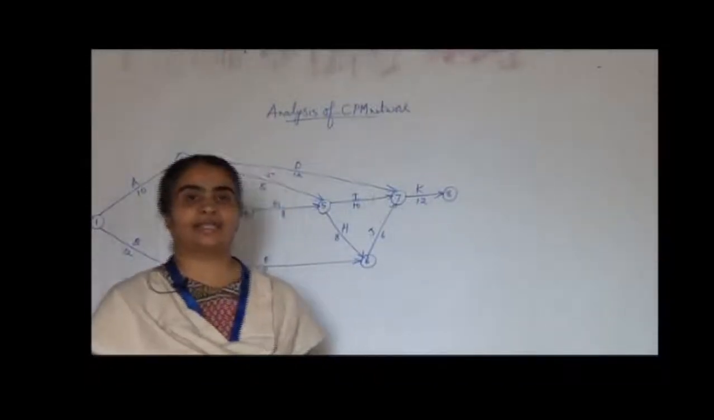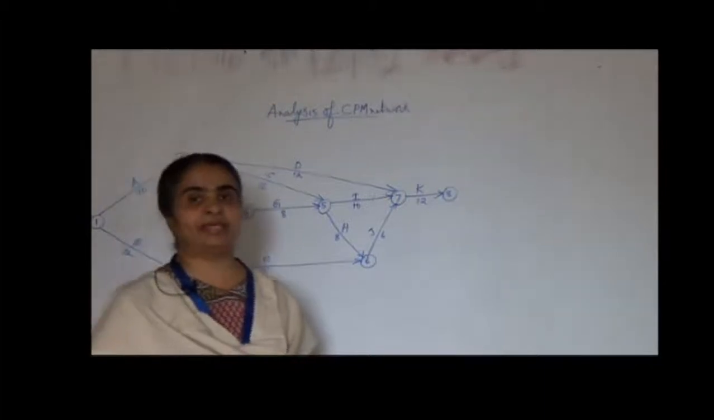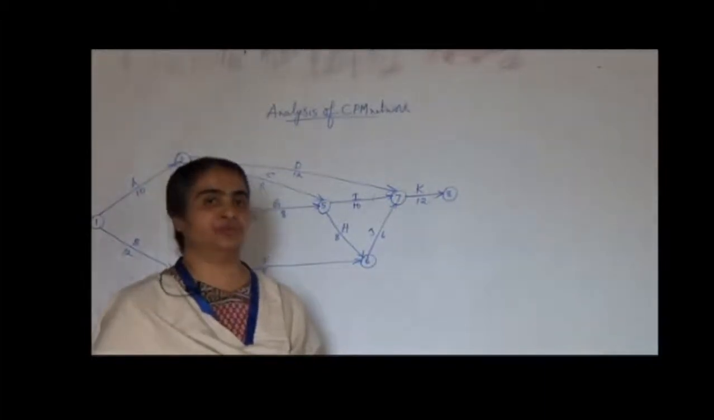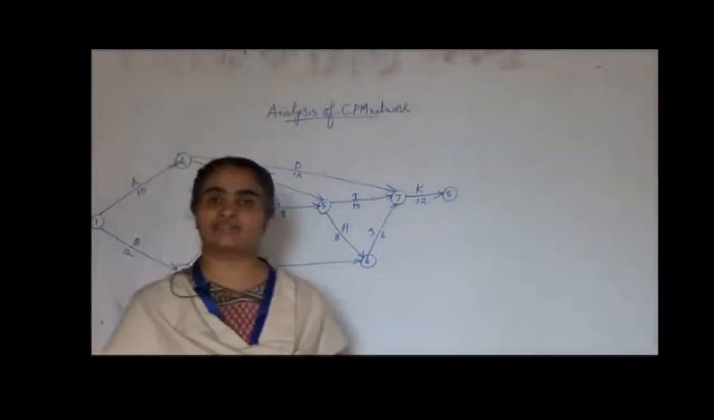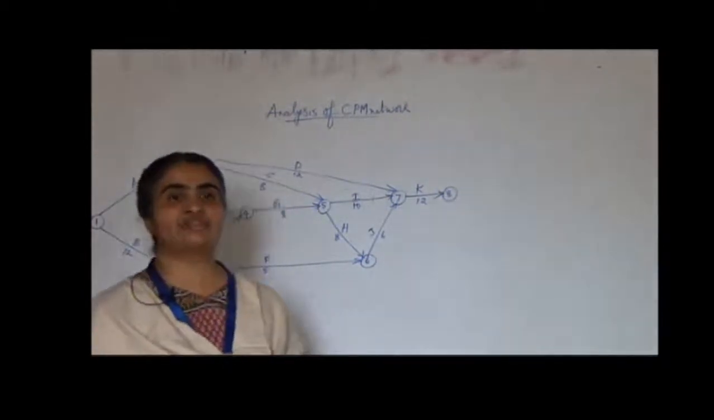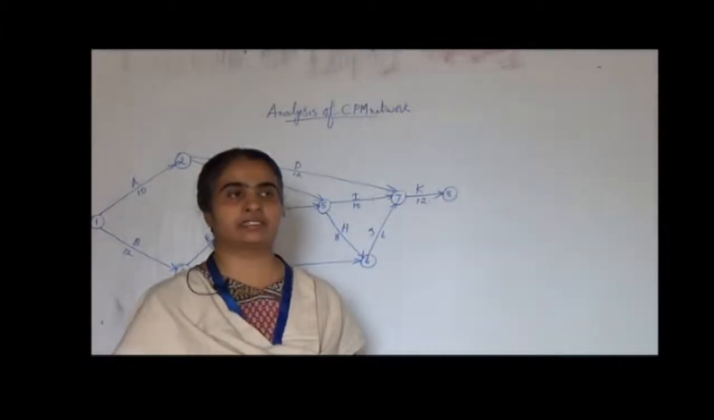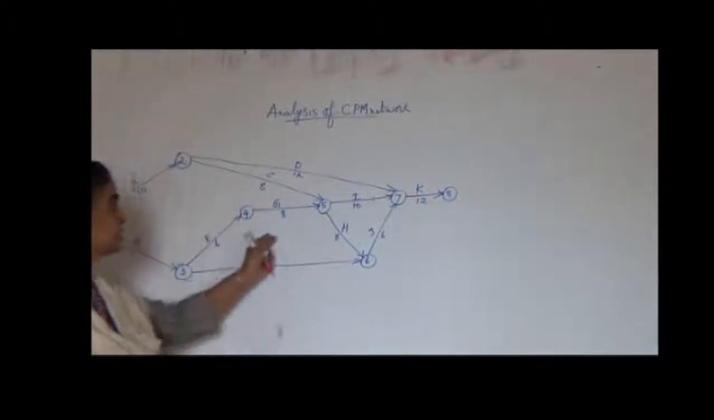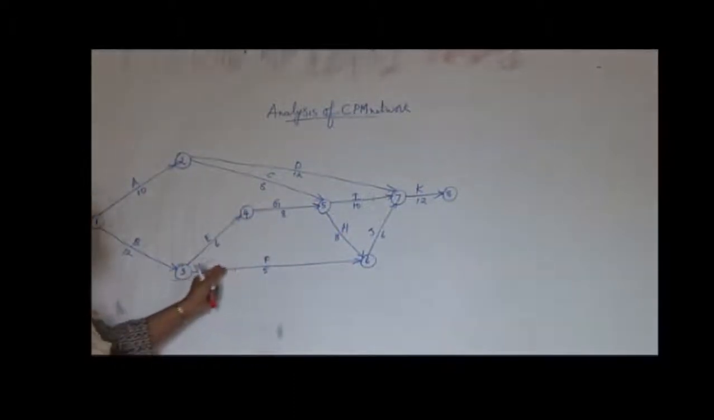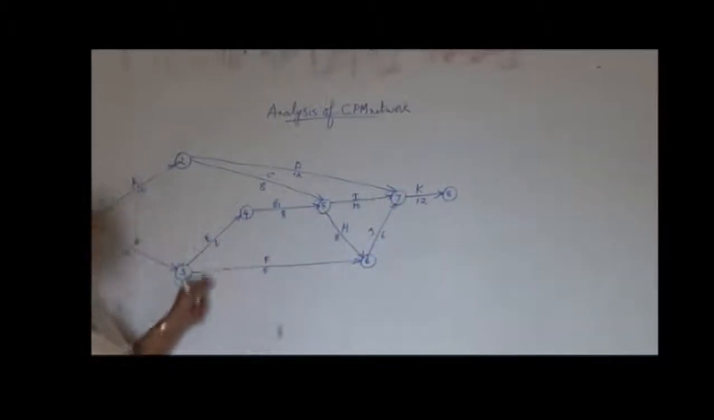Today I would like to go through the analysis of a CPM network. As all of us know, CPM is a scheduling technique that is used for analysis of projects which are continuous in nature or repetitive in nature. So as you can see, this network contains some activities and some times are written underneath.